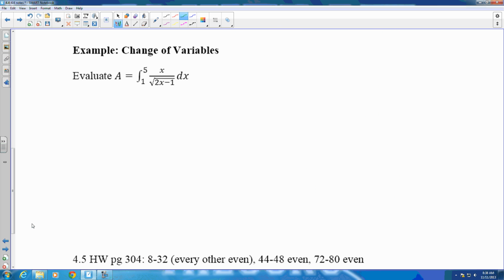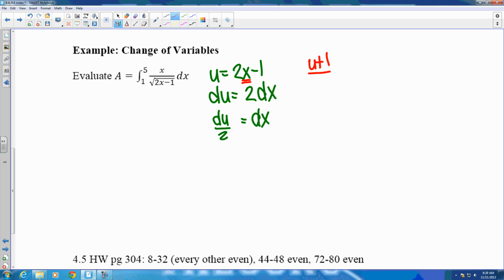Okay, we have one more. Our u is 2x minus 1. du is 2 dx. So this one we need to get rid of the 2, but also we have an extra x. So we need to solve this for x, which is u plus 1 over 2, which we're going to have to plug in, as well as the 1/2. We also need to change the limits. The 1 is going to turn into a 1, and the 5 is going to turn into a 3.